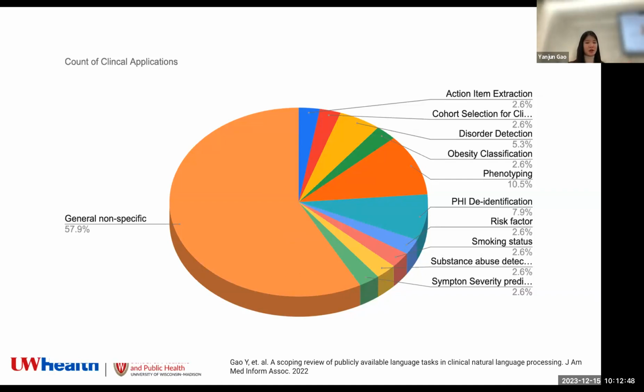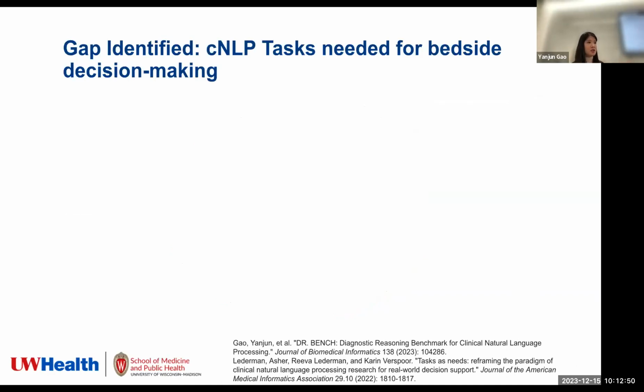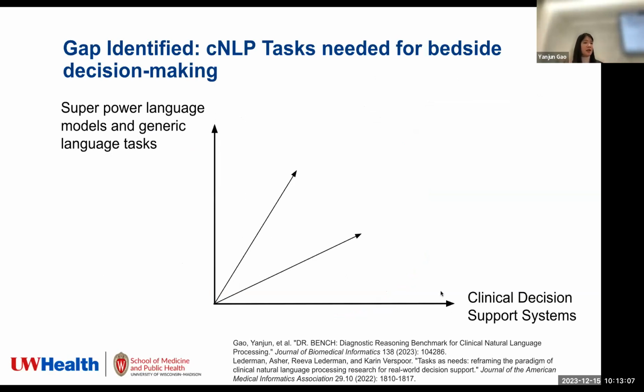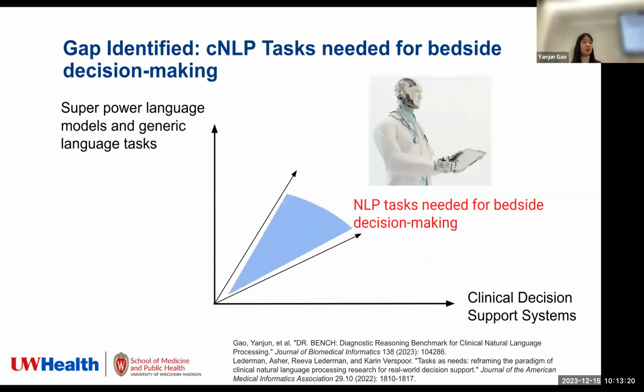So now we might raise a question: if our goal is to get a language model or NLP method that can be applied at the bedside, for example, to support the clinician's decision making, then what do we really need to see from these tasks? That's where we identify the gap between the superpower language models and the generic language tasks, for example translation, summarization, classification, and what is the real need for clinical decision support systems. And in this work, we identify one particular area where NLP methods can help, which is diagnostic decision support.